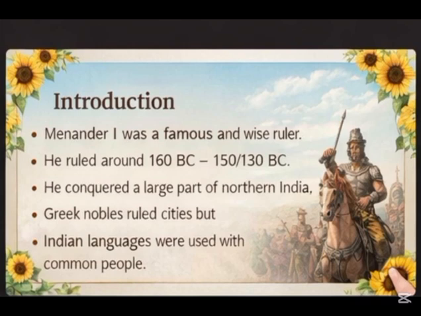Menander I was a famous and wise ruler. He ruled around 160 BC to 150 or 130 BC. He conquered a large part of northern India. Greek nobles ruled cities, but Indian languages were used with common people. So this is all about the rule of King Menander: during his reign, dealings with ordinary people were supposed to be in Indian languages because there were many Indians among Menander's advisors and officials.